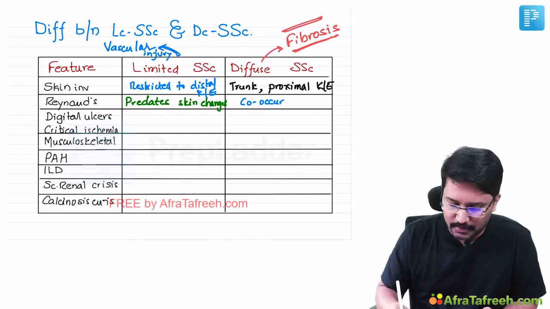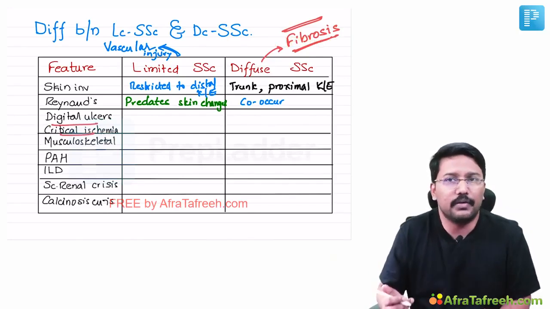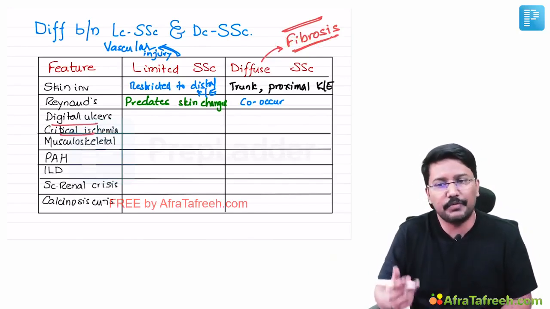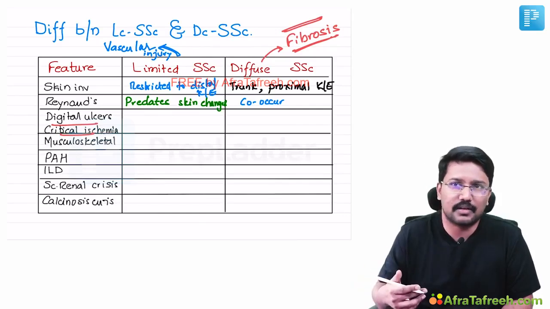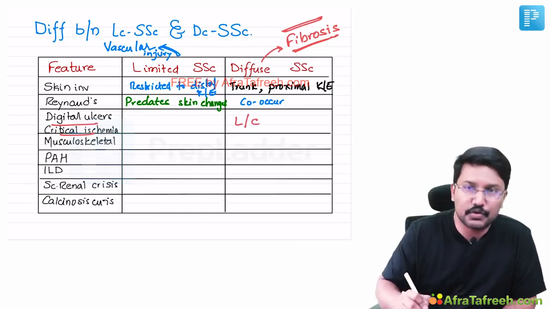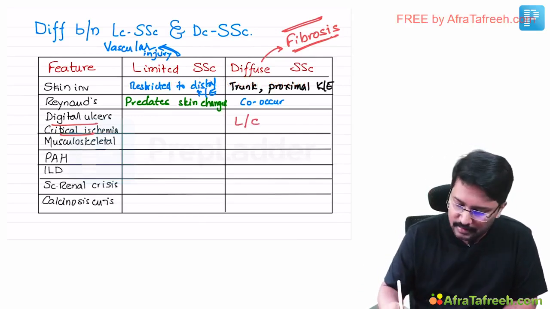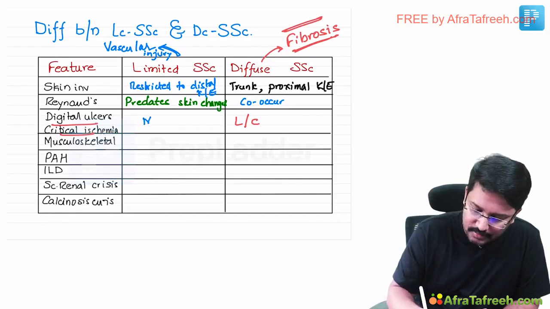So now let us see the next feature. Digital ulcers and critical ischemia. More common in which subvariant? Obviously, because in diffuse cutaneous, both occur together, Raynaud's phenomenon and skin changes, they present early, right? So that is why it is less common. In case of diffuse cutaneous, they are less common. On the other hand, they are quite common in case of limited cutaneous, right? They are more common.